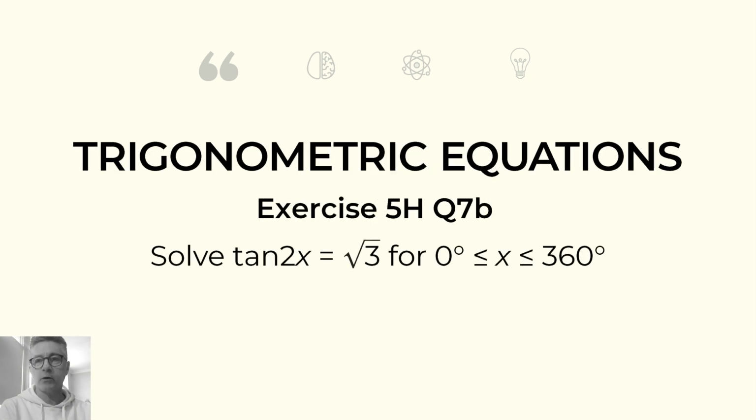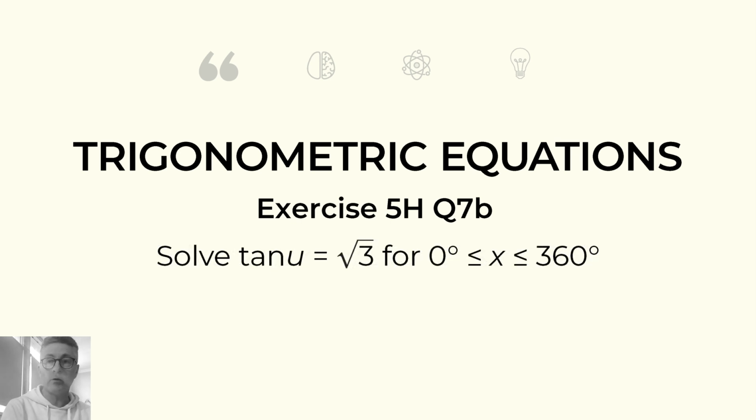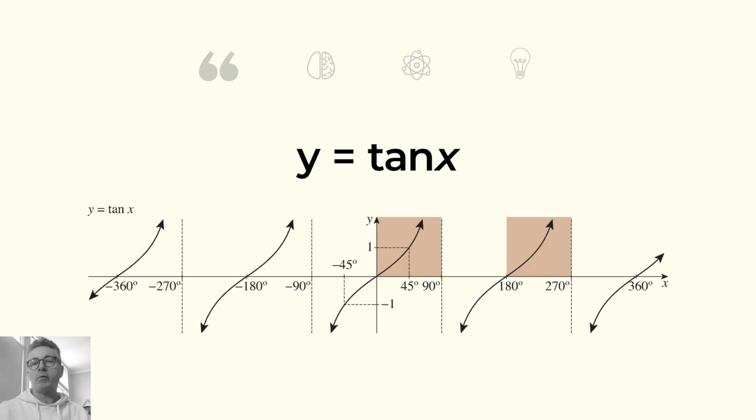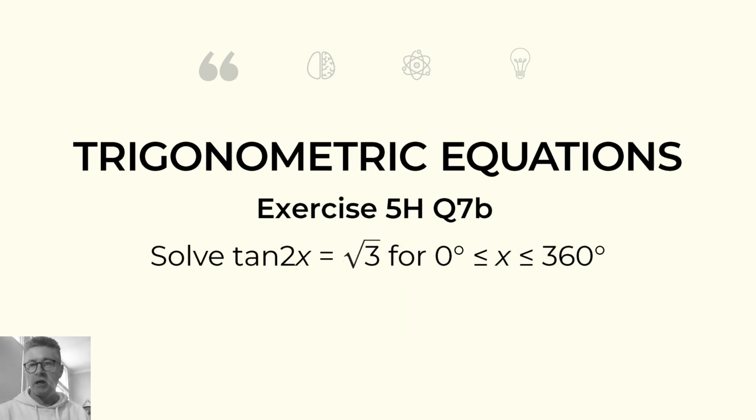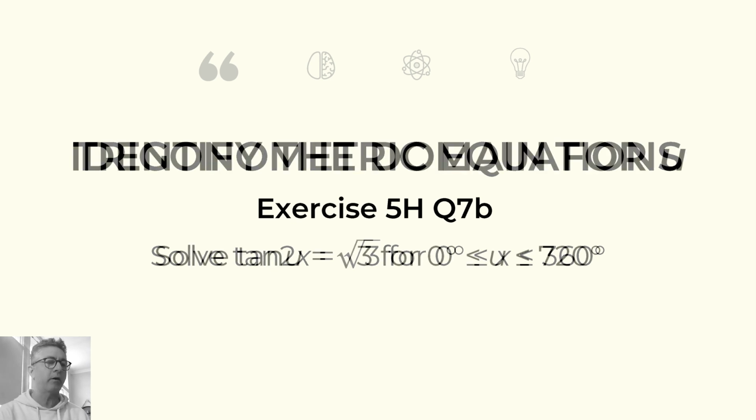Tan of 2x equals root 3. Again, we do our substitution. Now we have tan of u equals root 3. And because tan of u is positive, u must be in either the first or the third quadrant. We've got to then look at the restriction on the domain. And we're told that 0 is less than or equal to x, which is less than or equal to 360. But because u is two lots of x, u can be between 0 and 720 degrees.